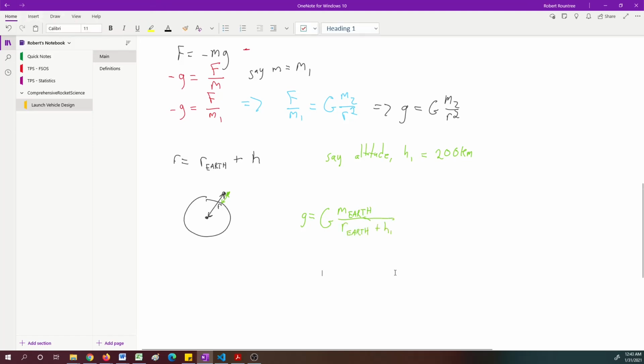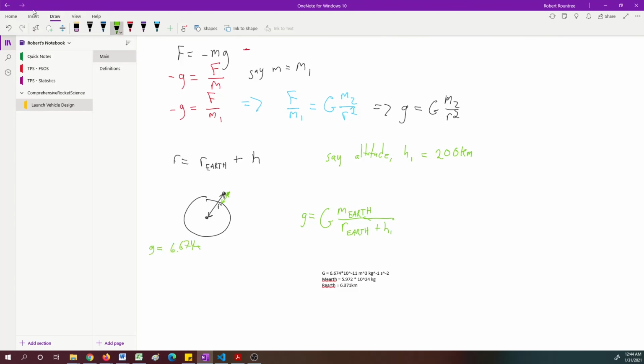You'll see I made an error here, and in the denominator, our Earth plus h1 should be quantity squared. When you calculate this, you end up that gravity, g, at 200 kilometers in space is about equal to 9.23 meters per second squared. Not much different than our g at sea level of 9.81 meters per second squared.